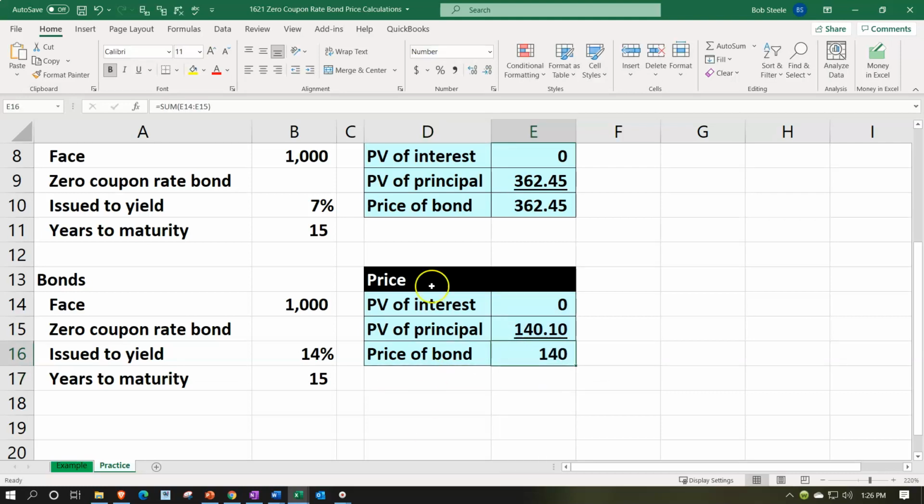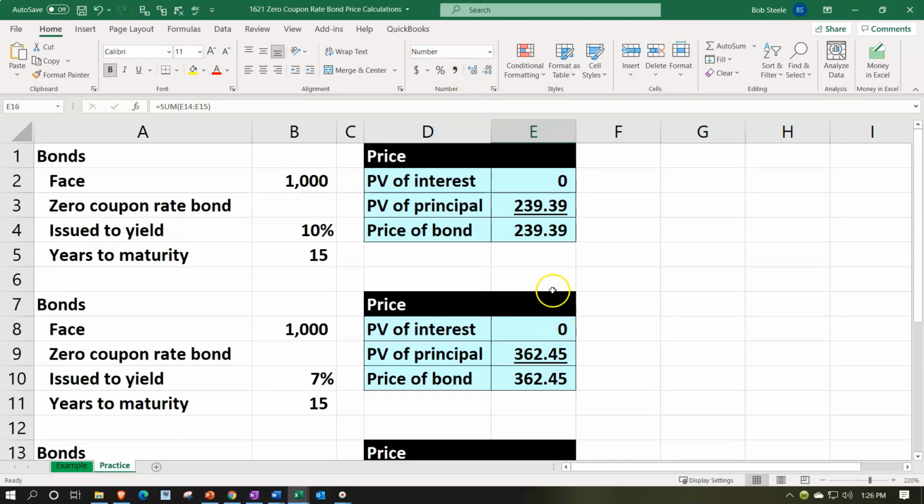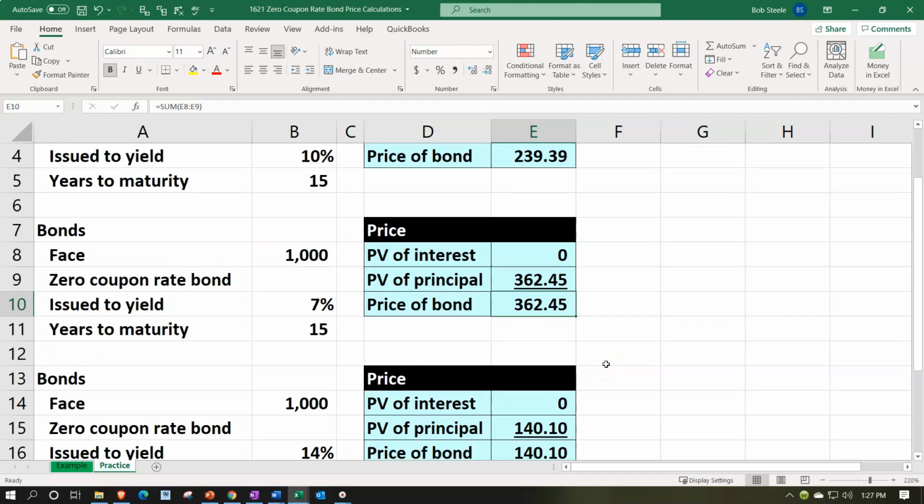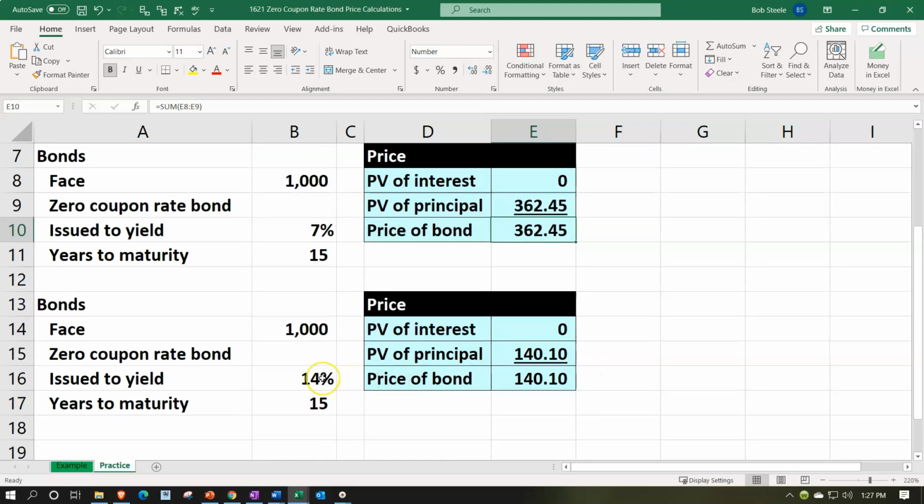We got the 140, number group, adding a couple decimals. So obviously at the 10%, we got the price or value of 239.39. If the rate went down to the 7%, then the inverse relationship means the bond price went up to the 362, and then when the rate goes to 14%, we have the bond price going down, inverse relationship, 140 and 10 cents.